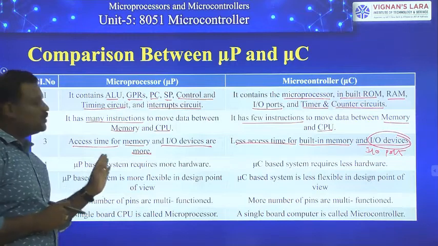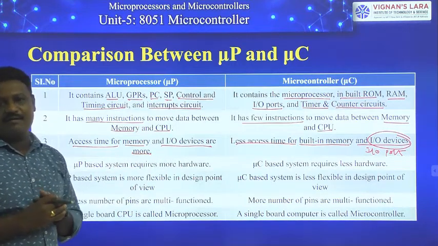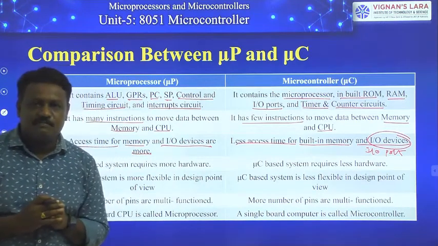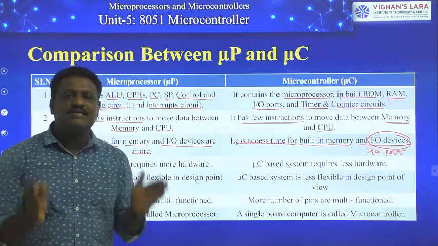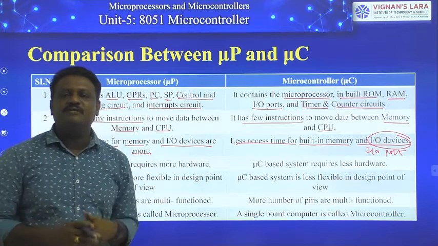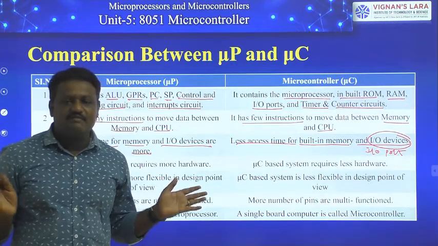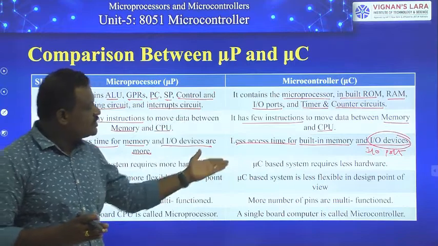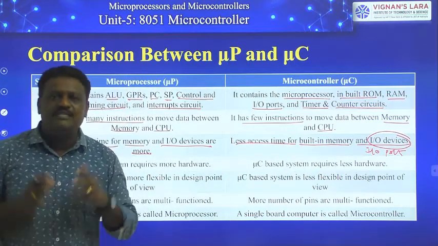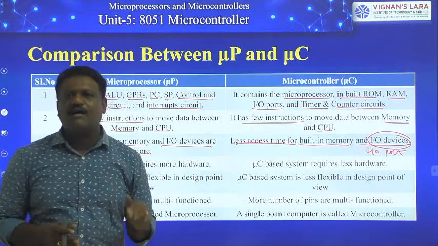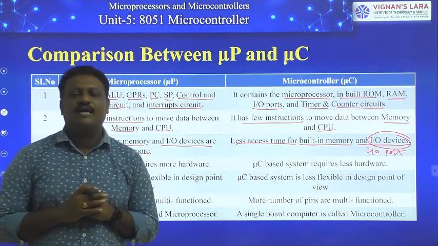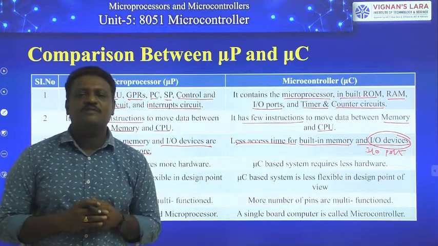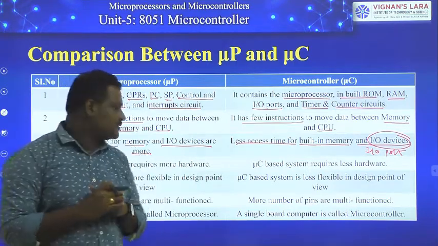And coming to the next, a microprocessor based system requires more hardware. That means if you want to make a system in which your central processing unit is a microprocessor, then you need much more hardware to make up that system itself. That means you need memory elements, you need I/O ports, you need different circuits for making up your application. But coming to the controller case, it's completely different. Microcontroller based systems require less hardware. The reason for this is, for a microcontroller you may find onboard memory elements as well as onboard I/O ports. So automatically the hardware required for making a microcontroller based system is less compared to a microprocessor.